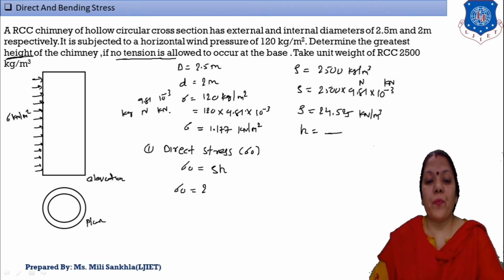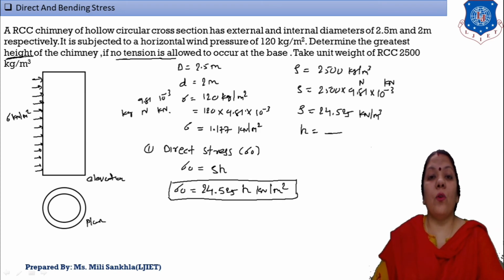Sigma 0 is equal to rho h, which is 24.525 h. This is kilonewton per meter square. Okay, this is our direct stress for the hollow circular chimney. Now second, we find out bending stress.